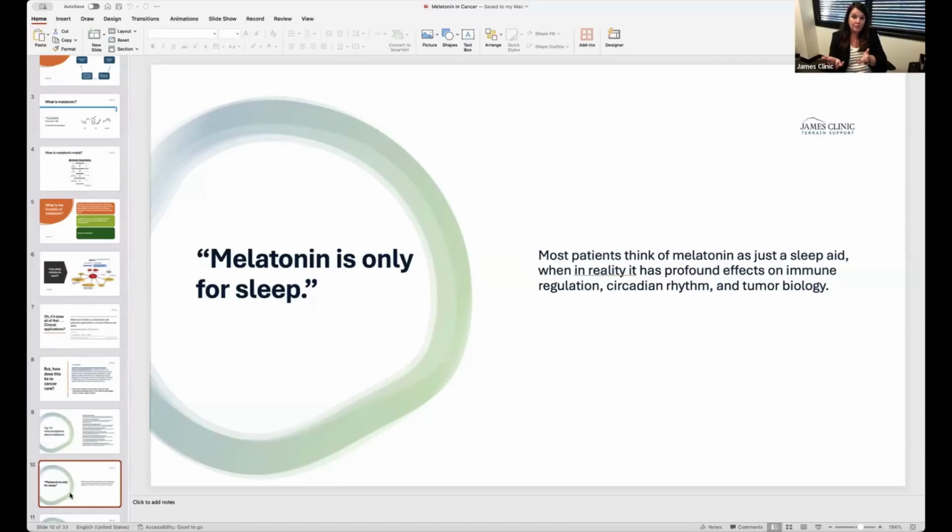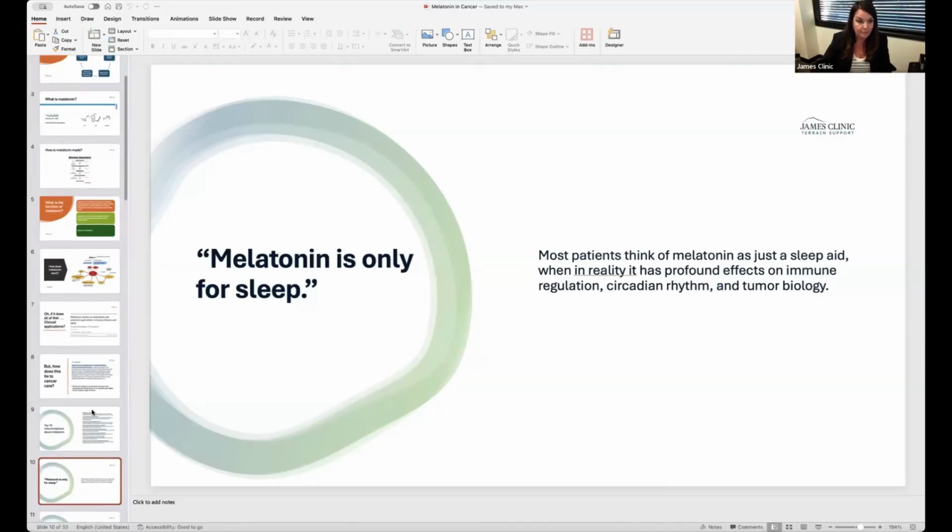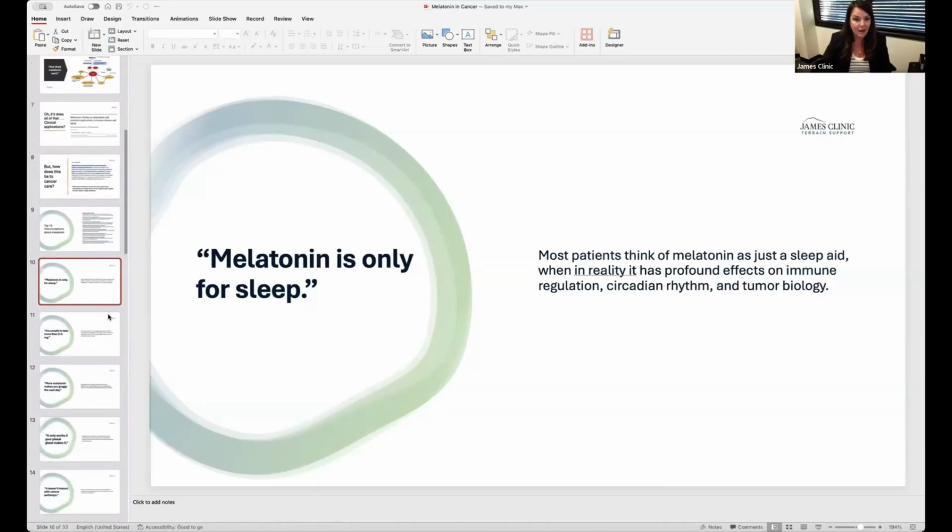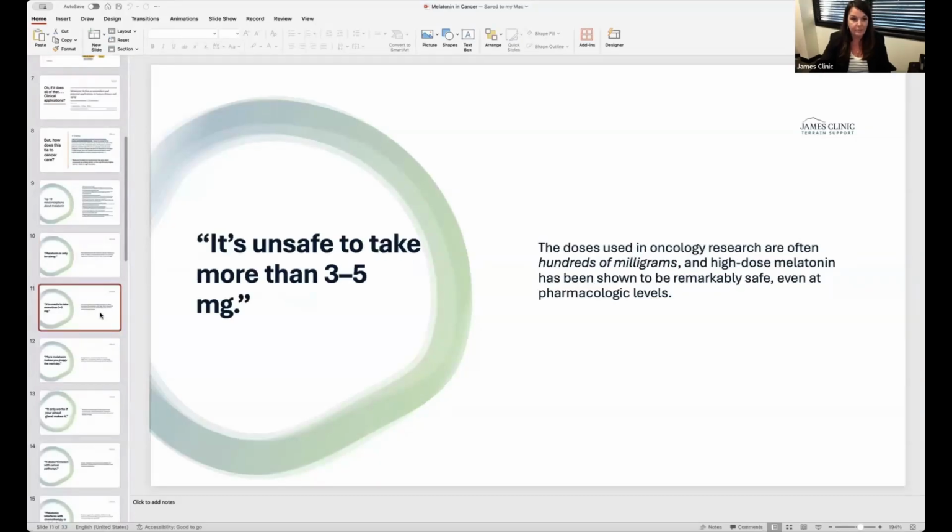So most of you know that now we're doing 150 to 300 milligrams per day as tolerated in our patients. So it is not a sleep aid. And again, immune regulation, circadian rhythm, tumor biology directly. We're going to get into that a little bit. So it is not just for sleep.